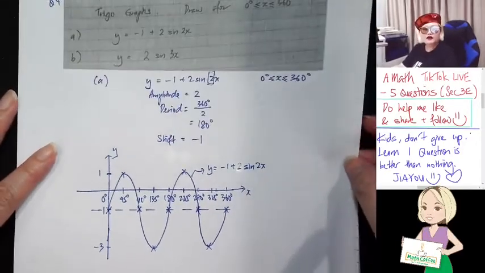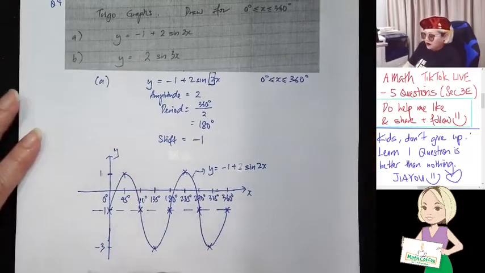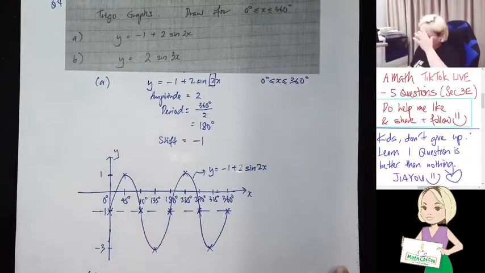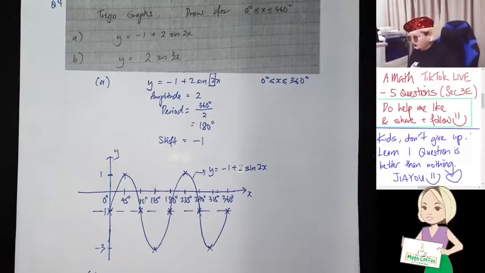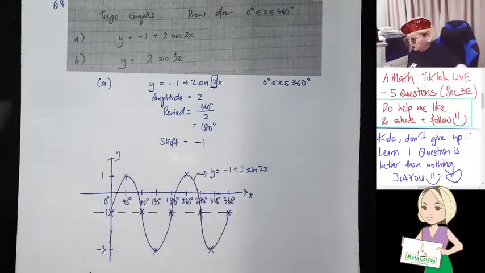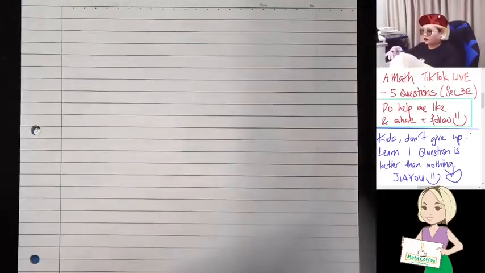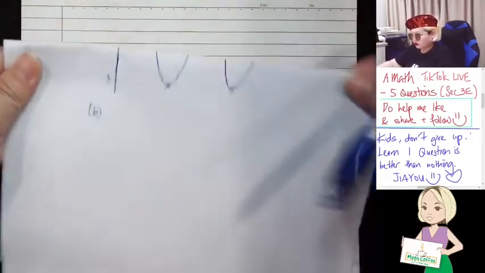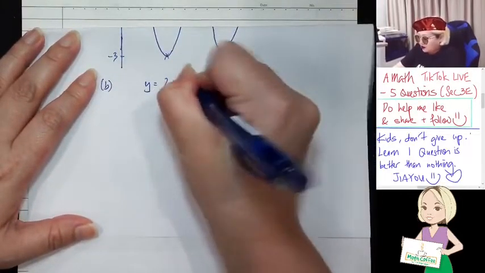Okay, so we are done with the sine graph. Not exactly done, I still have one more, right? So part B. We are supposed to draw for, because I have limited space, I'll draw here. y equals 2 sine 3x.